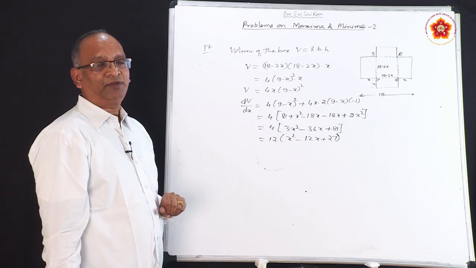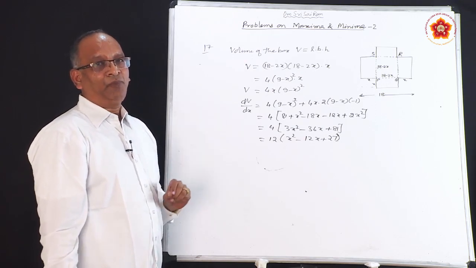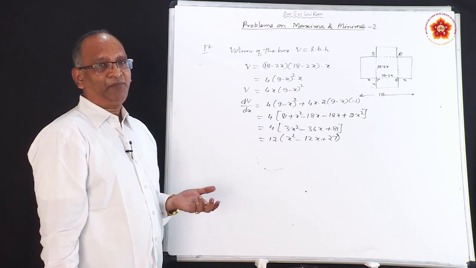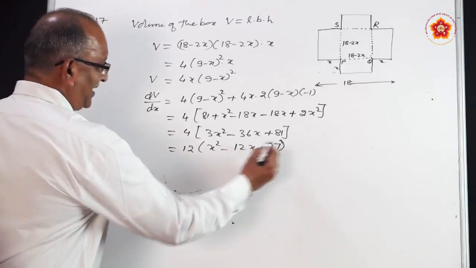Factorize it. Why do we need to factorize? Because we need to find out the critical points. How do you find critical points? By equating the first derivative with 0. So what are the factors of this?